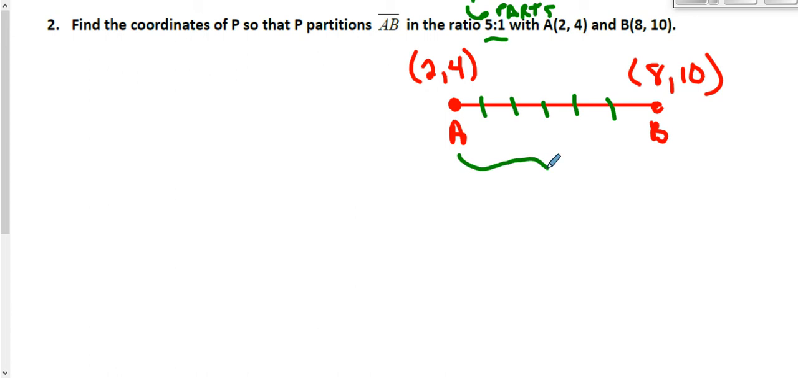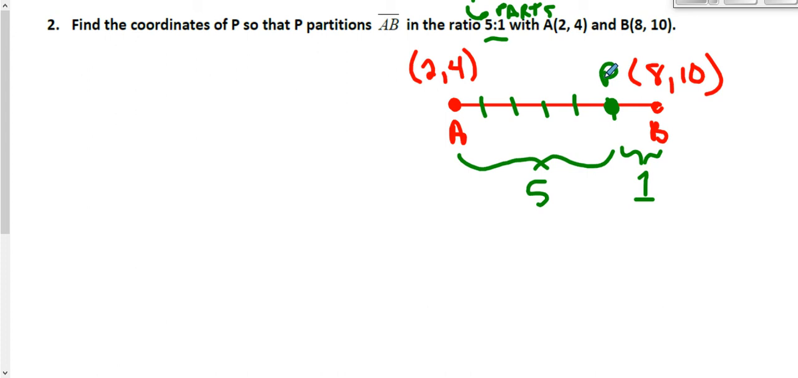So 1, 2, 3, 4, 5 pieces to the left, and then only 1 little teeny piece to the right, which means my partition is going to happen right here at this point. So 5 pieces to the left, 1 piece to the right. There's my partition. Now, in order to figure out exactly what the coordinate pair for this is, I do have to figure out how to chop my x values into 6 parts and my y values into 6 parts.